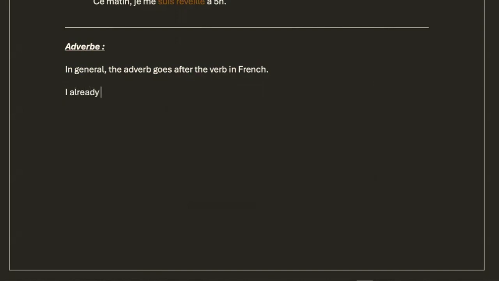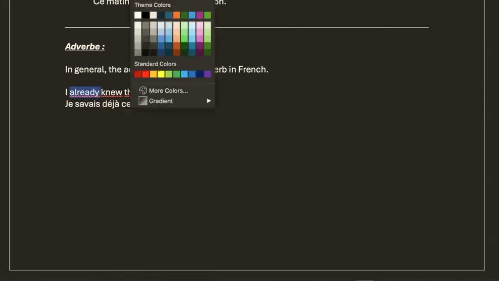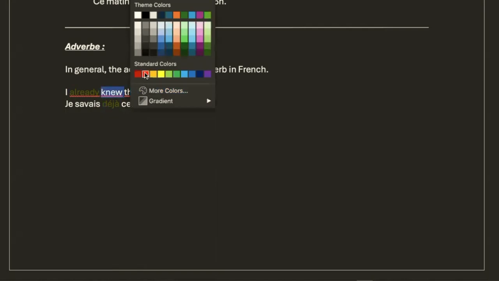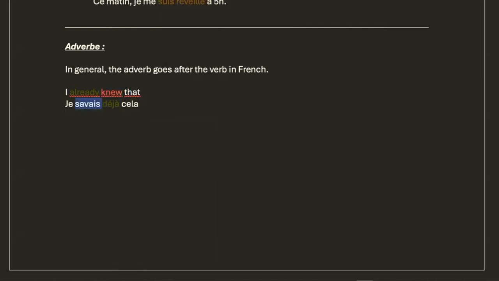I already knew that. In French, we say je savais déjà cela. D'accord? That's my adverb, yellow. And here it's yellow. D'accord? And that's my verb, red. Do you see? That's it.